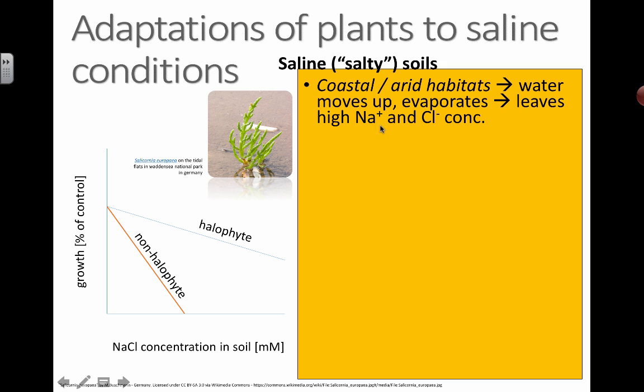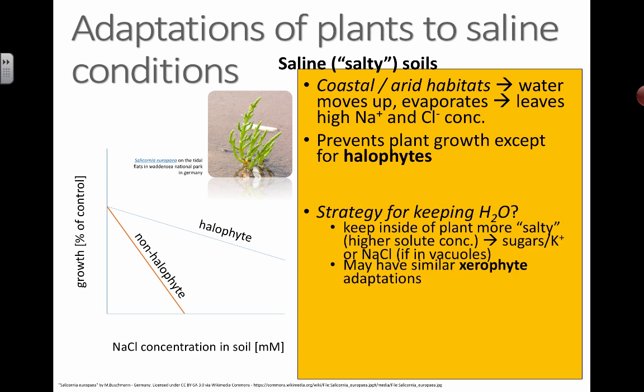When that salt gets left over in the form of sodium and chloride ions, or NaCl, the soil becomes very salty. So you don't tend to see a lot of plants growing in those kinds of conditions, but there are some nevertheless, and they are called halophytes.